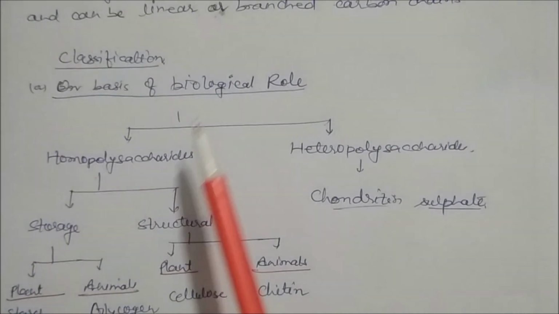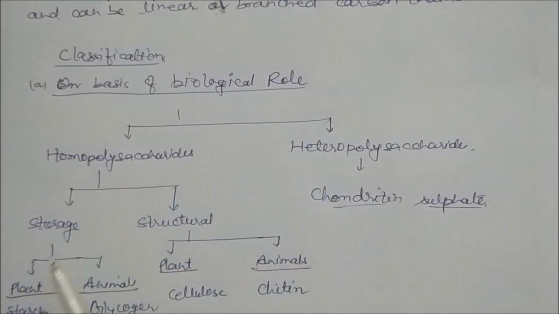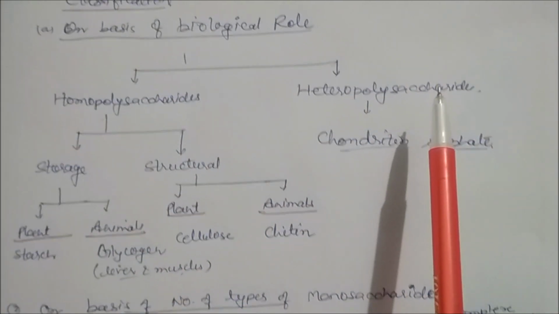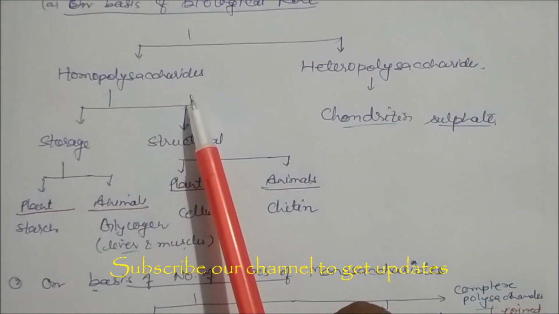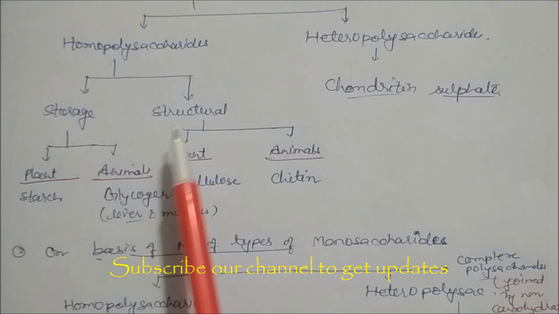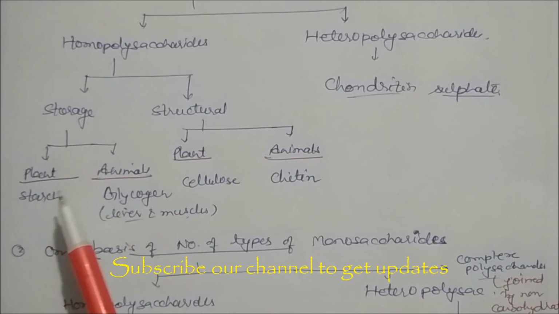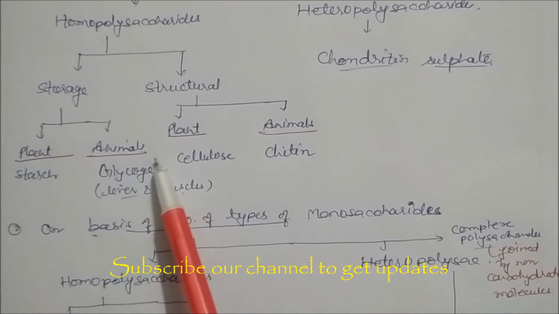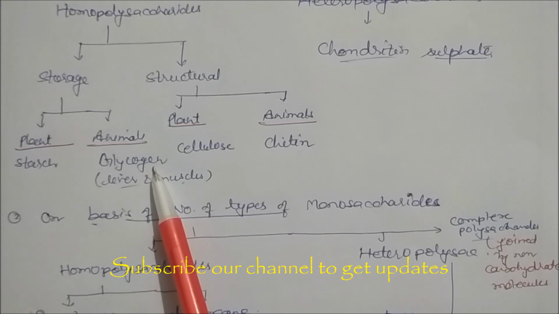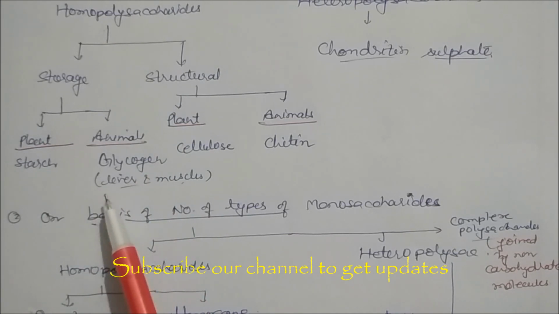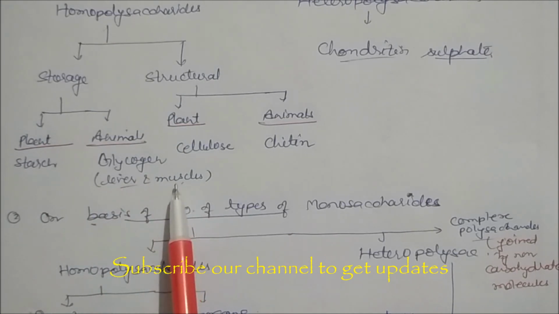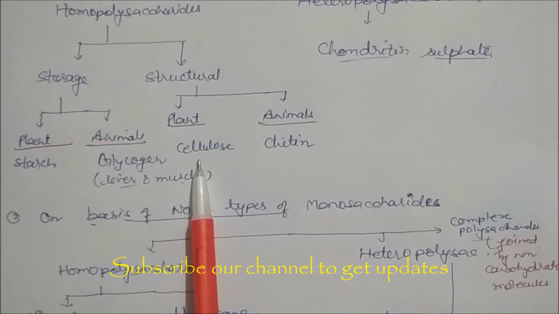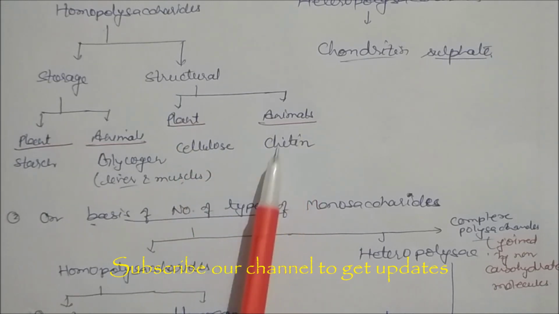Regarding classification, on the basis of biological role, we can divide them into two parts: homopolysaccharides and heteropolysaccharides. In homopolysaccharides, if you take storage and structure, for storage in plants we have starch, while in animals we have glycogen, which is usually found in the liver in maximum quantities and in muscles. And for the structural type of homopolysaccharides, in plants we have cellulose, and in animals it is chitin.